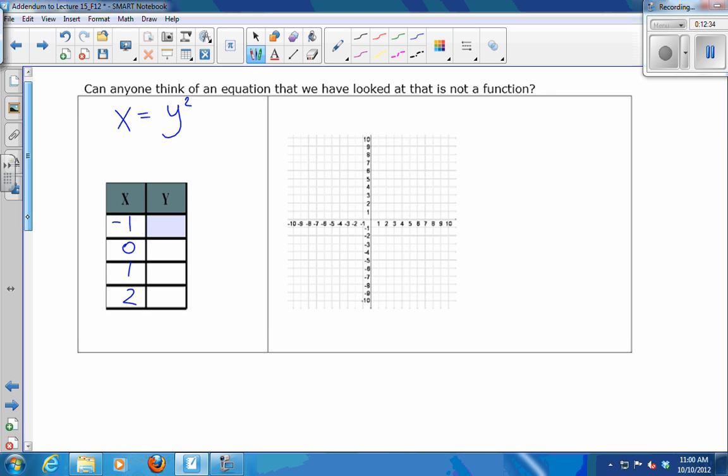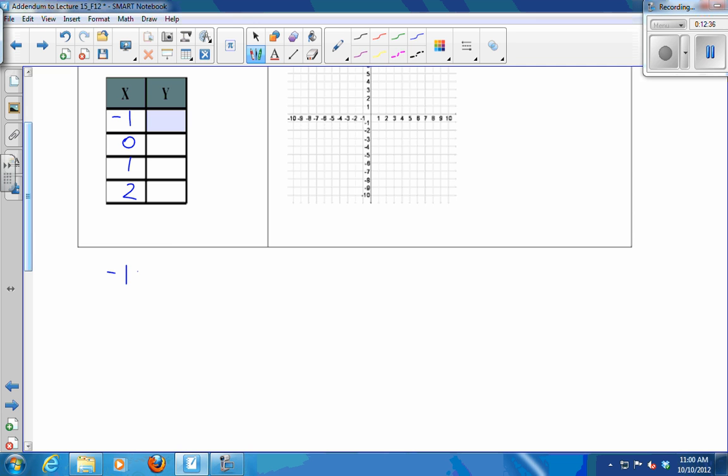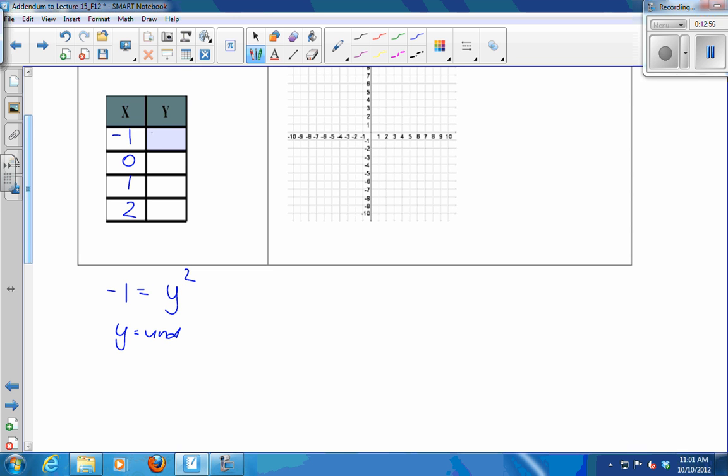Well, if I try to replace the x with a -1, what do I get for y? Right. y would be undefined. There is no solution to that equation. So here I just put undefined. There's going to be no y value there. And if I replace x with a 0, I get 0 equals y squared. So y would have to be 0. Okay.